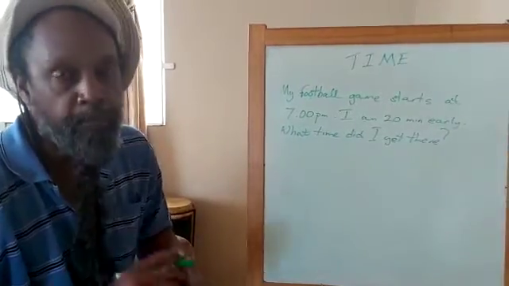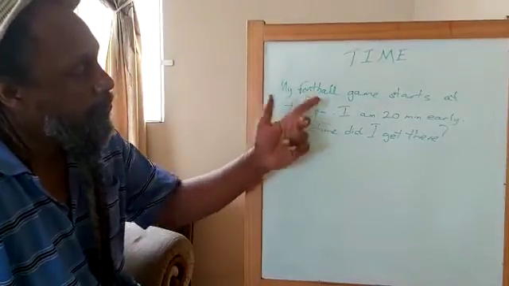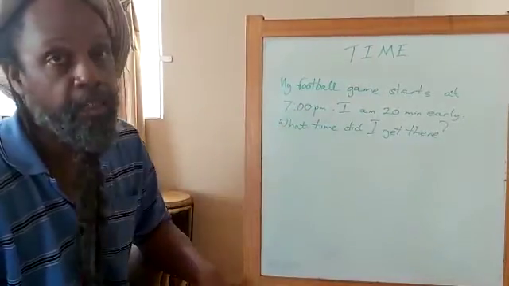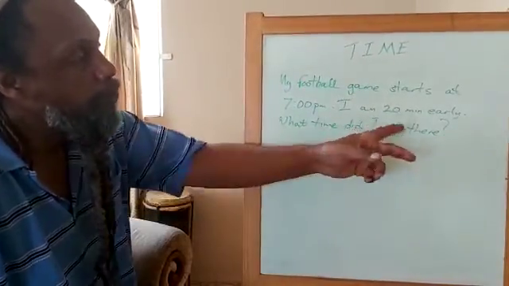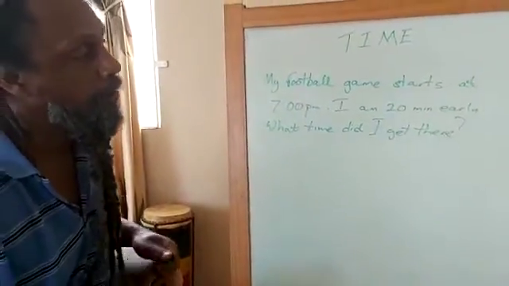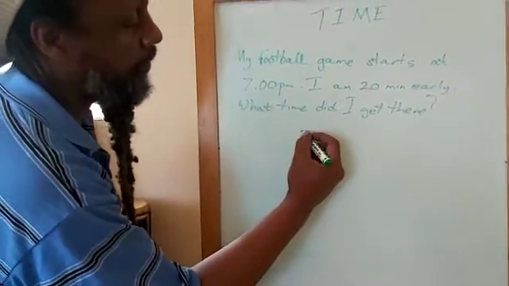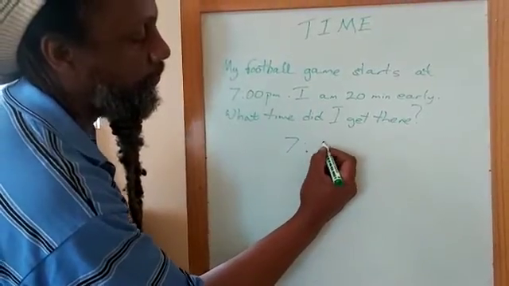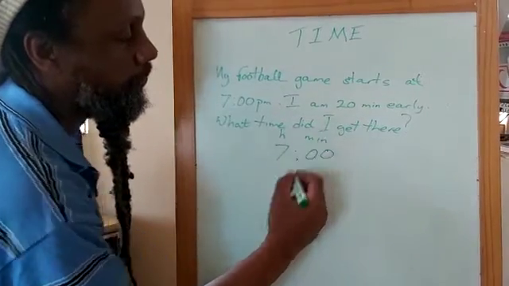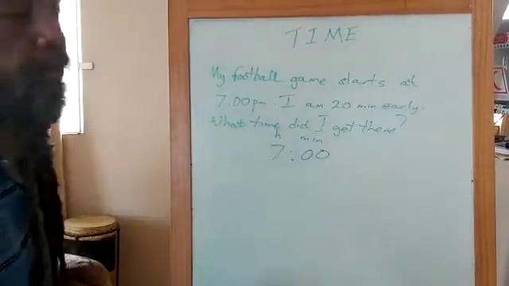Alright, change my mind. I'm giving you one more example before we get to the questions. My football game starts at 7 o'clock p.m. 7:00 p.m. That's 7 o'clock. I am 20 minutes early. What time did I get there? So 7 o'clock is what time my game starts. 7:00. These are my hours and minutes. I get there 20 minutes early.